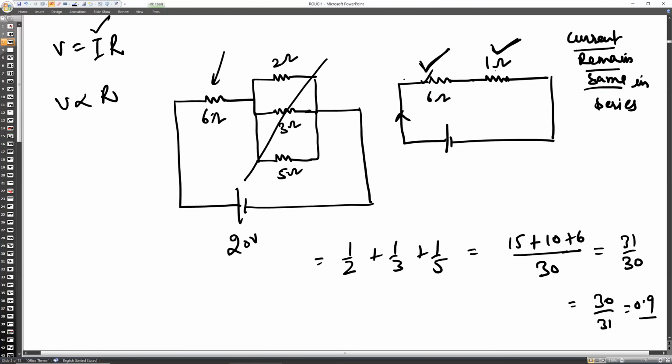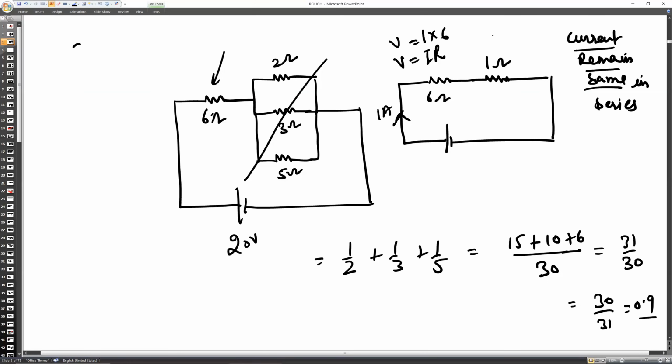Let me explain with an example. Let's suppose 1 ampere is the current flowing in this circuit. So 1 ampere current will flow in this one and 1 ampere current will also flow in this one. Now if I ask you what is the potential difference across this one, V is equal to I into R. So I is 1 and R is 6 ohm, so this will be 6 volt. Similarly, in this one, 1 ampere current flows and the resistor is 1 ohm, so 1 into 1 gives you 1 volt. So in this one, 1 volt, and in this one, 6 volt.